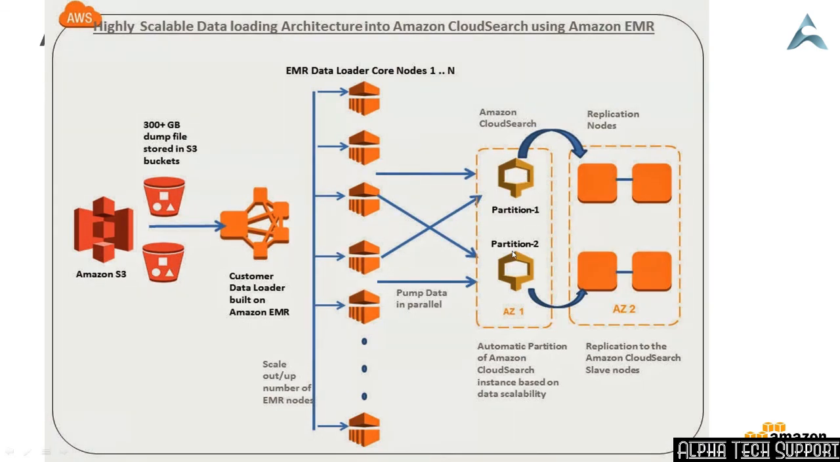Automatic partitioning of Amazon CloudSearch instances can be based on data scalability. You can pump data in parallel and create replications on Amazon CloudSearch using slave nodes. You can handle a large number of requests at the same time, processing a large amount of data. It could help you in building or managing websites like Facebook and Twitter, which have very large traffic.